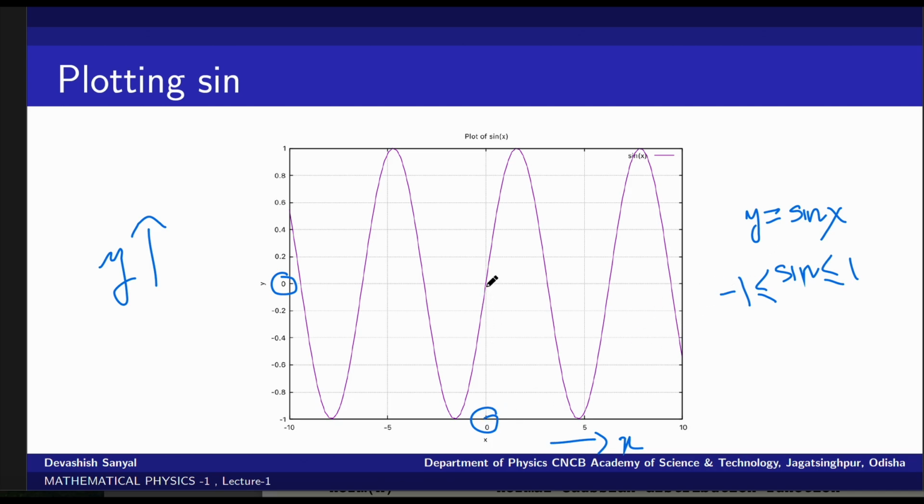So here this is the point. And again at x equal to pi by 2, sin pi by 2 is 1. So this is pi by 2, and this coordinate is 1. So sin 0 is 0, and the x coordinate here is pi by 2.